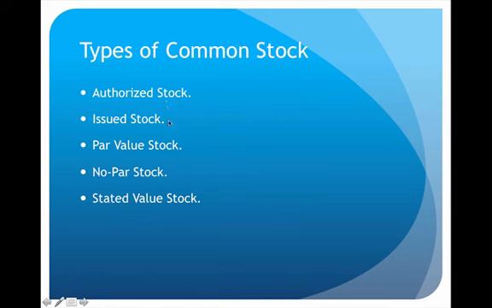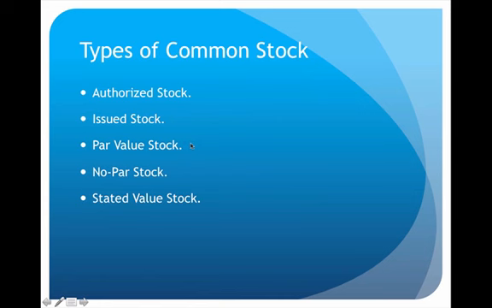Then there's going to be issued stock. Now that's the actual amount of stock that has been sold. So always remember that if you're working a problem and they give you a number for authorized stock and then a number for issued stock, we're always going to use the issued stock, because even though they may have permission, the issued stock are the actual number of shares that have been sold. So you always want to remember that.